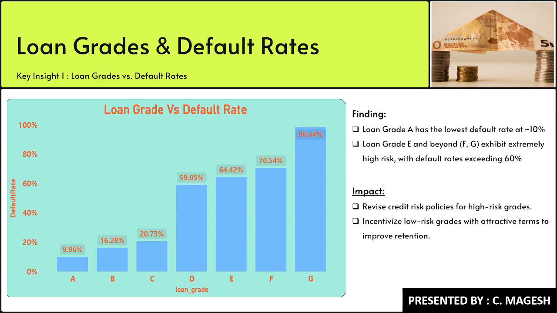With the methodology covered, let's explore the key insights from the data, starting with the loan grades. This is insight one: loan grades and default rates. The finding is loan grade A has the lowest default rate, approximately 10 percent, indicating a low risk. On the other hand, loan grades E, F, and G have default rates exceeding 60%, highlighting their high risk nature.